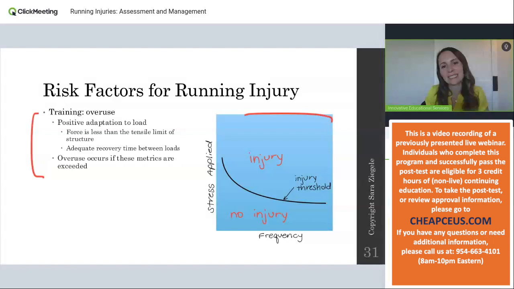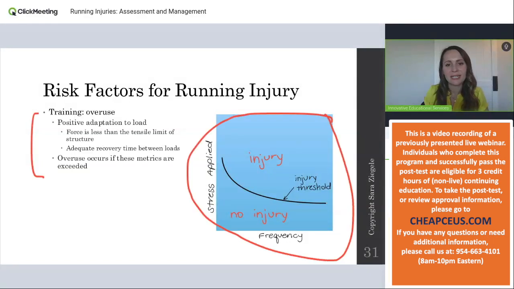I think this diagram here is one that's really going to come into play throughout our entire presentation today. On the y-axis, you see how much stress is applied. So this is our load, this is our training demand. And then on the x-axis, you can see frequency. So how often are we applying this load? If we have higher stresses, higher loads, intuitively, we need less frequency. So we can do higher loads not as often and still stay underneath this curve.